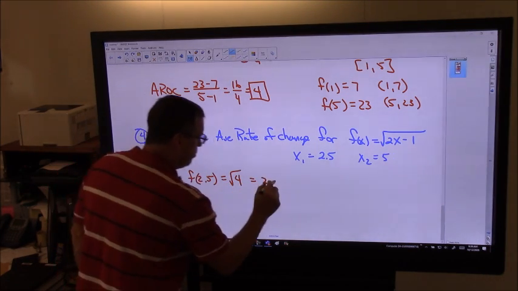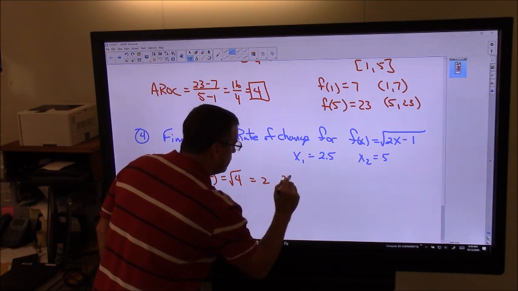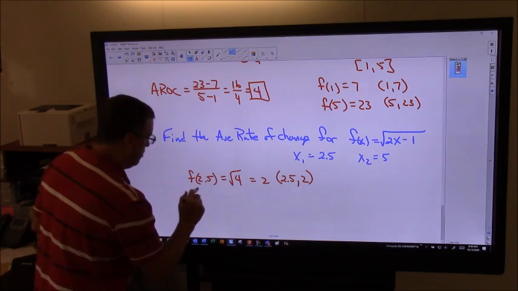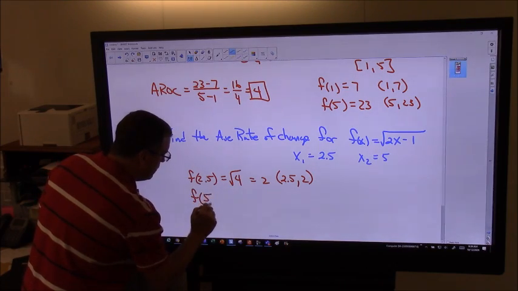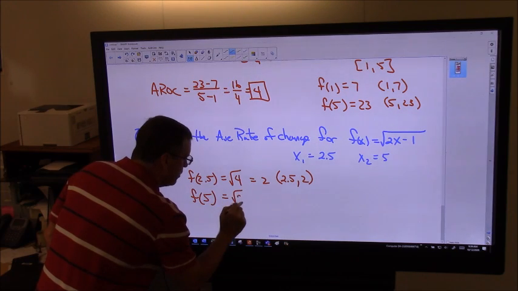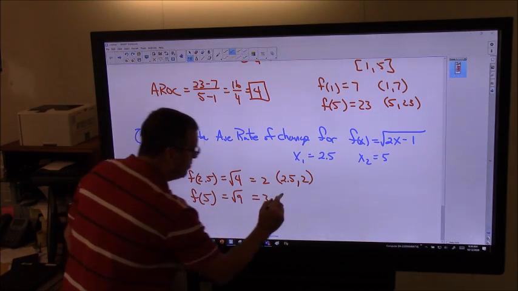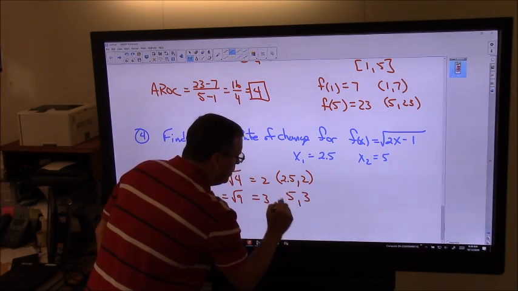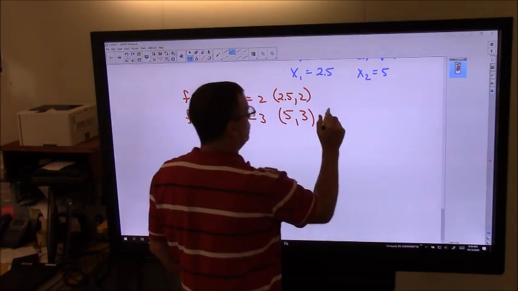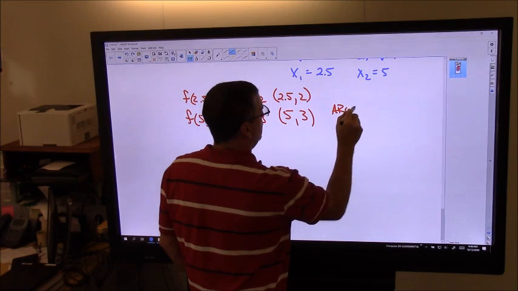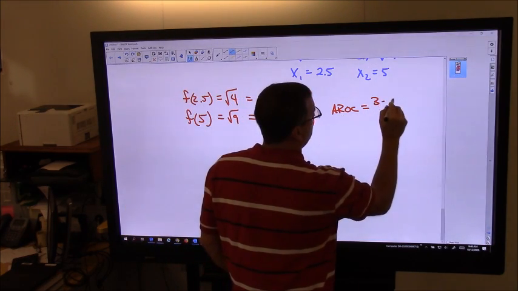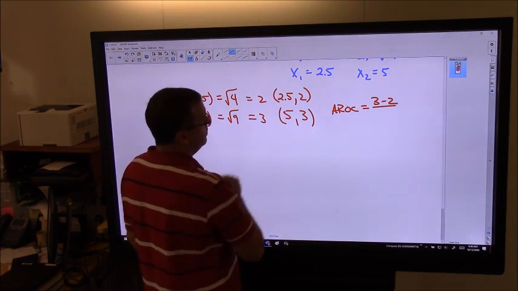That gives me the point 2.5, comma 2. And if I plug in a 5, I get the square root of 10 minus 1. That would be the square root of 9, which is 3. So again, not too bad. 5 comma 3. And so now find the slope for the average rate of change. So the average rate of change is equal to y2 minus y1 over x2 minus x1.